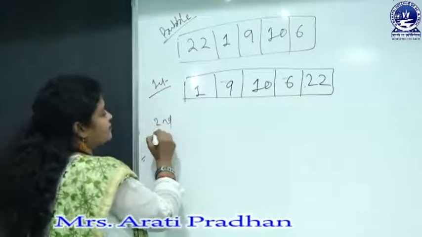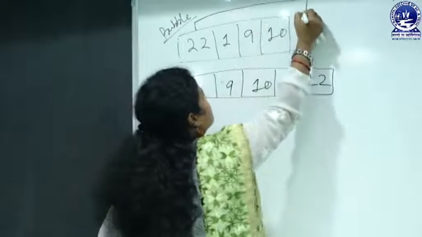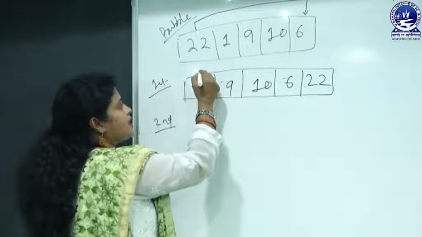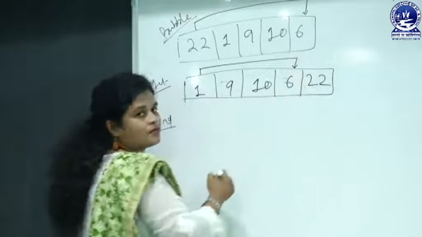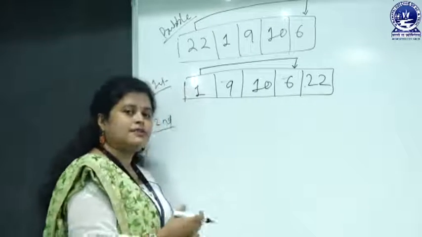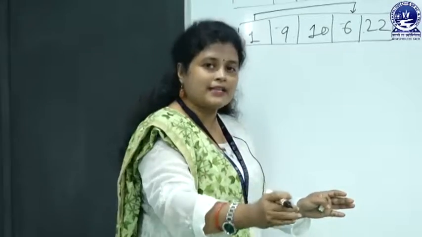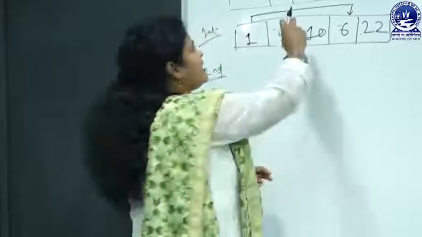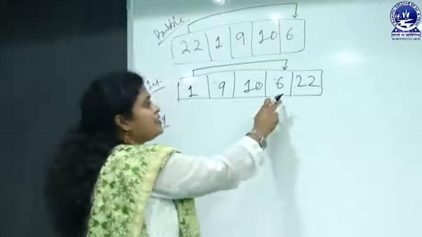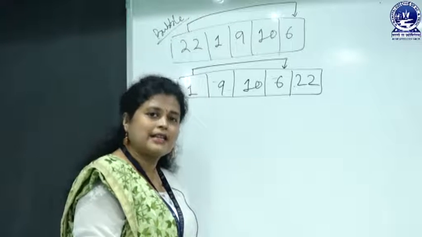Then the second iteration. When we talk about the first iteration, the loop is moving from the first location till the end, but in the second iteration, the loop will start from the first location but will move up to this one. It will not consider the last element. Why? Because at each iteration of sorting, the highest value is placed at its proper location. In the first list, the highest value is 22, so it has been placed in the first iteration. So it is not necessary to consider 22 once again in the second iteration.